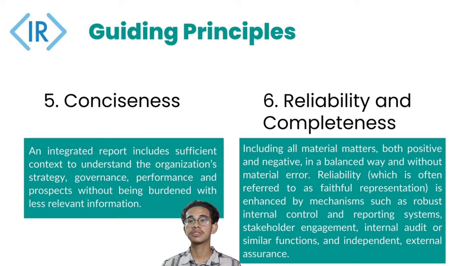So the fifth guiding principle is conciseness. An integrated report includes sufficient context to understand the organization's strategy, governance, performance and prospects without being burdened with less relevant information. For reliability and completeness, reliability is enhanced by mechanisms such as robust internal control and reporting systems, stakeholder engagement, internal audit or similar functions, and independent external assurance.